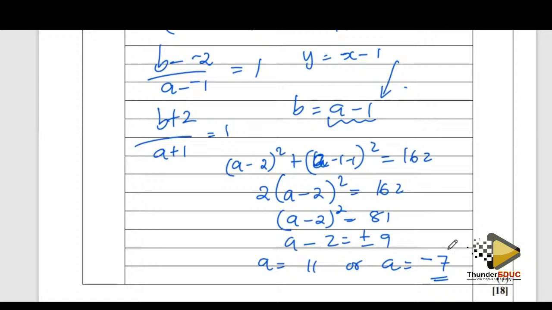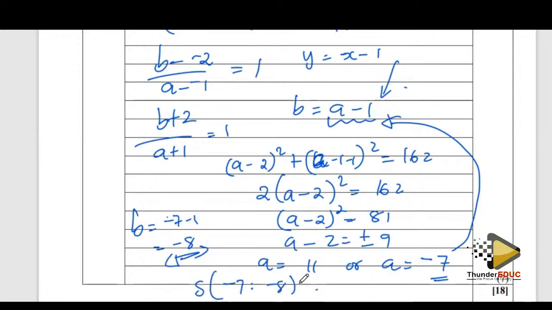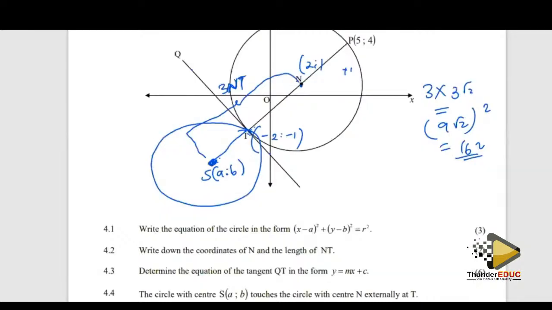Then we substitute these values into that. So which means b is going to be -7 minus 1, which is -8. So which means S is (-7, -8). All right.